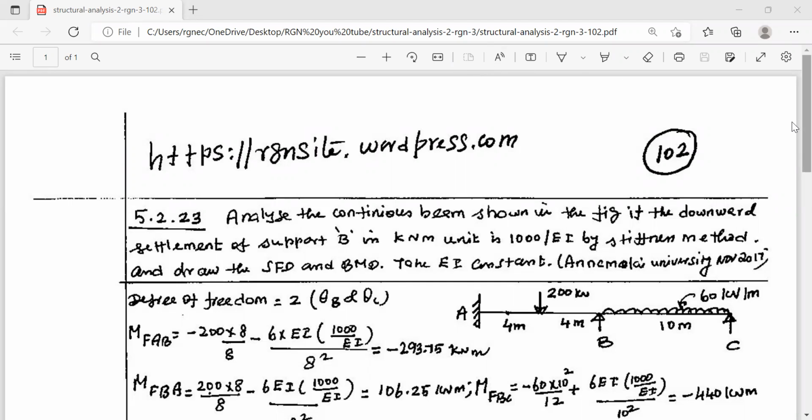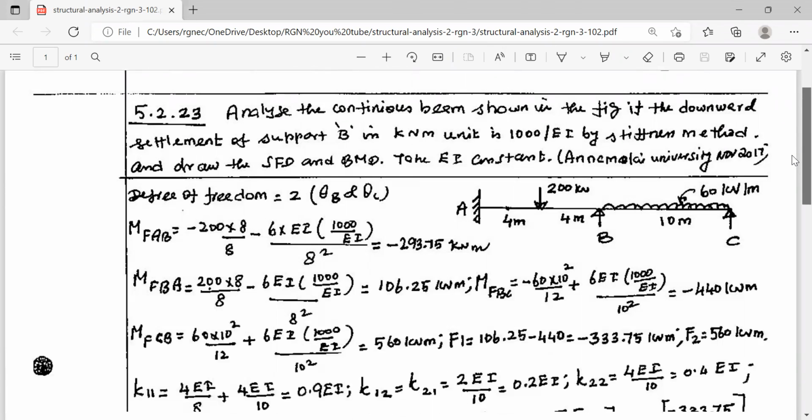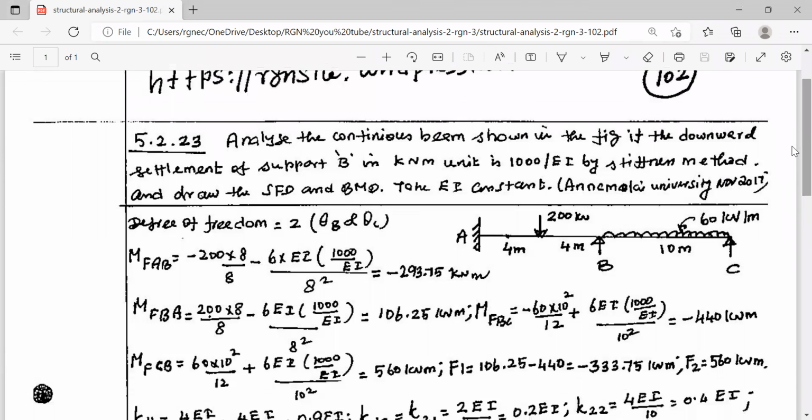Hello friends, now we will see one university solved example on matrix displacement method. This is the university question. It is a two-span continuous beam. One span is loaded with 200 kilonewton at the mid-span. The other span is loaded with a uniformly distributed load of intensity 60 kilonewton per meter.